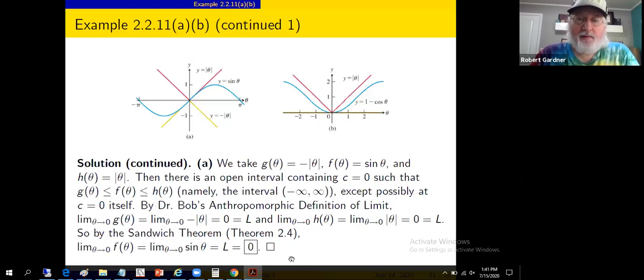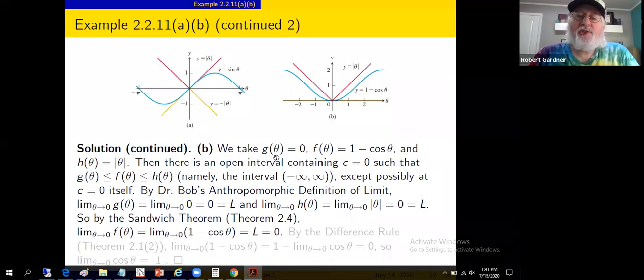You might argue, quite rightly, well, look at the graph of sine. It tries to pass through 0, 0 as well. Yeah, guilty as charged. I'm trying to illustrate the sandwich theorem here, though. Okay, so part B will do the same type of thing. We'll have g, f, and h and make similar arguments.